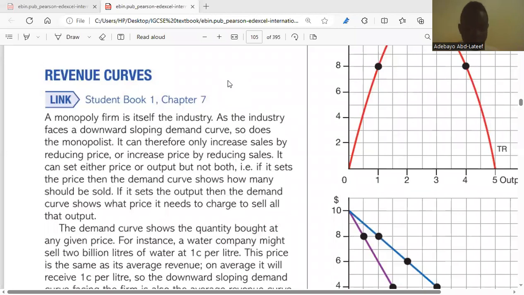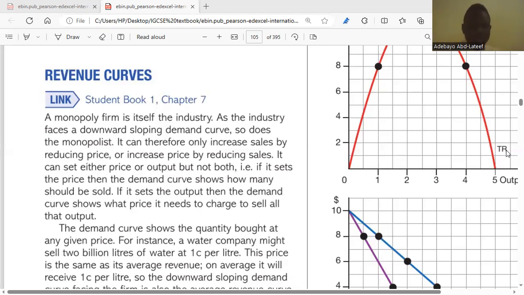So as I was saying, a monopolist can't do two things at a time. If it's setting the price, it means it wants to ensure that the output that will be sold will be known. That is why it's setting the price. That's what it said: if it sets the price, then the demand curve shows how many should be sold. So if you are setting the price of a product, definitely you will be able to know how much you will be selling. But if, as a monopolist, you want to set the output, then the demand curve itself will show the price that you need to charge to be able to sell all the output. That is the point there.